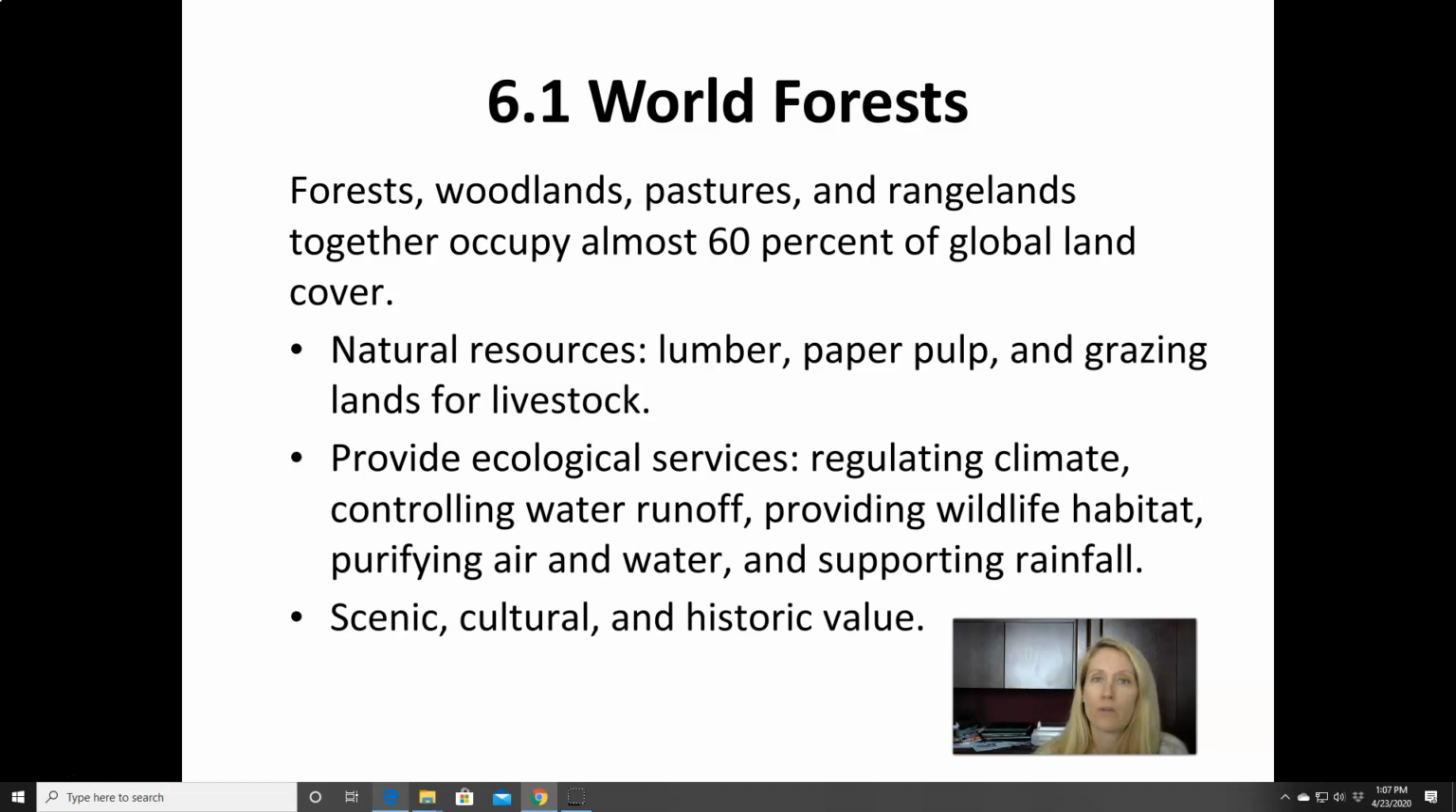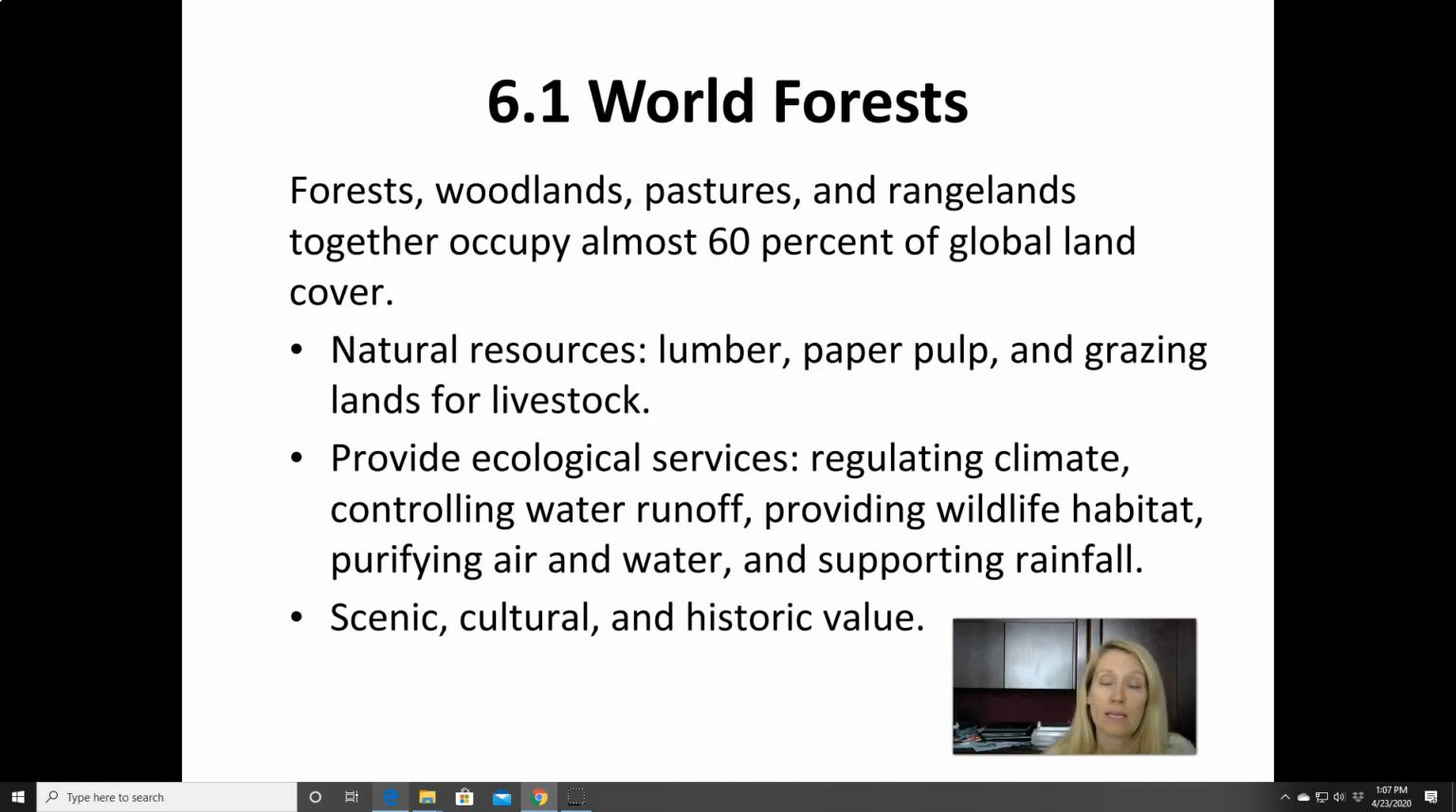In particular, the wood and some of the products that we can grow on these forested lands, so lumber, paper pulp. We can use the land to clear it and allow livestock to graze on it, and that's what's happening a lot in South America, for example, with the tropical rainforests there. Much of the land that is being cleared is being used for agricultural purposes, so either to grow crops or to raise cattle, for example.